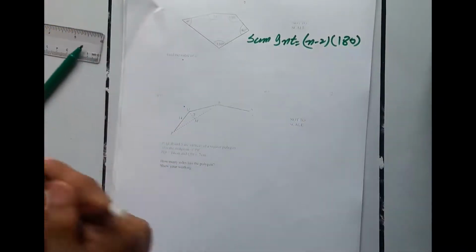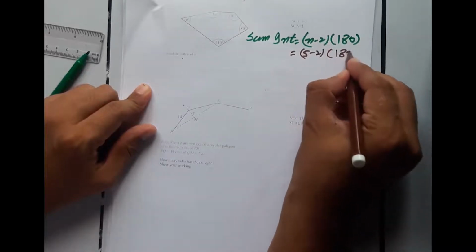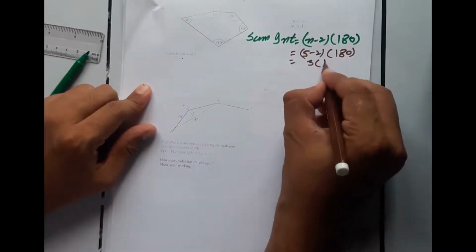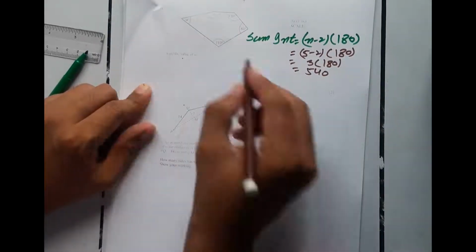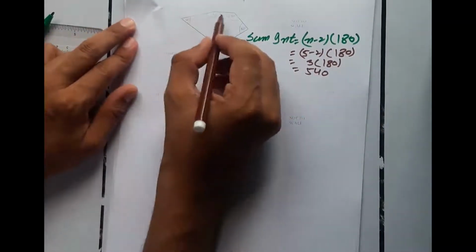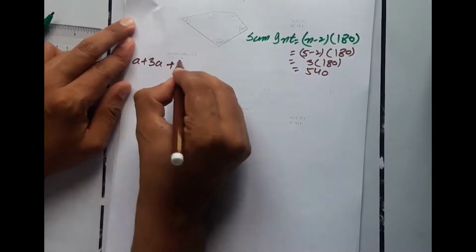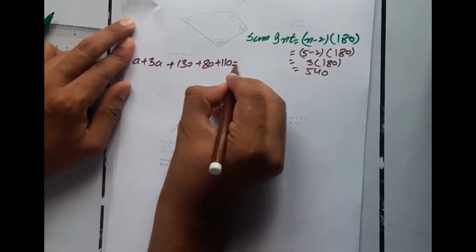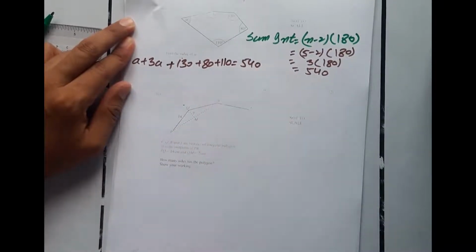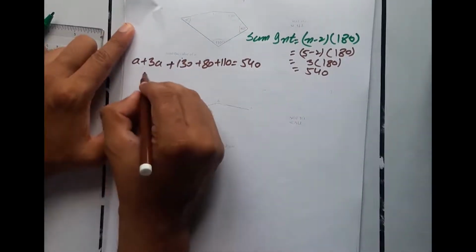The number of sides is 5. So 5 minus 2 into 180. This will be equal to 3 into 180, which equals 540. So it means the sum of all these angles will be equal to 540. A plus 3A plus 130 plus 80 plus 110 is equal to 540. Clear? Now A plus 3A is equal to 4A.